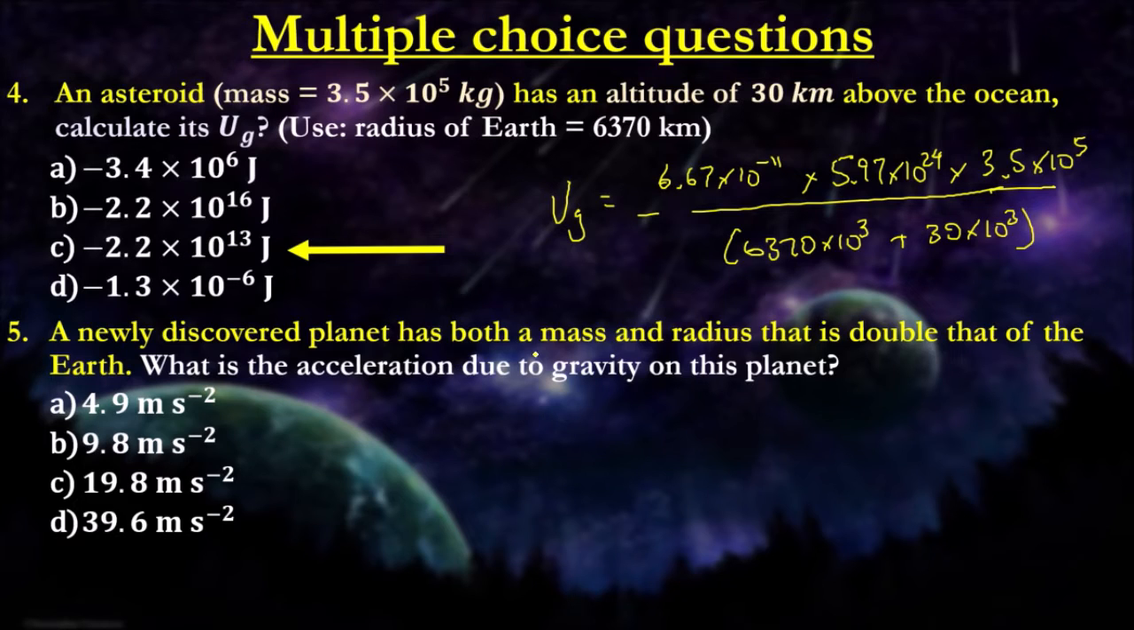Question 5, a newly discovered planet. So we are looking at g equals GM over R squared. Okay, gravitational acceleration. So if we are looking at these values, it has double the mass and the radius. So both a mass and radius that is double that of Earth, and the radius should be squared, sorry. So it would be G times 2M over 2R squared.